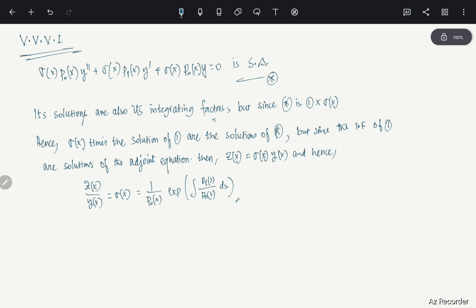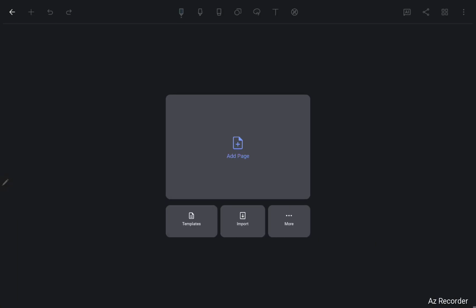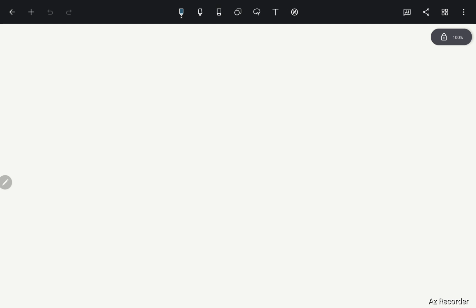Now I just wanted to reduce this part, that z of x can be written as sigma x times y of x, where sigma x is given by this. That's the important part. Why it is important, let me do this part and then we are going to finish this video, with an example. This makes our life very easy.